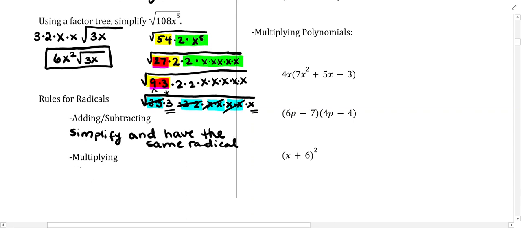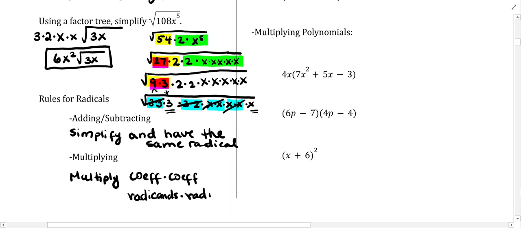For multiplying radicals, you just multiply coefficients times coefficients and radicands times radicands. Then simplify.